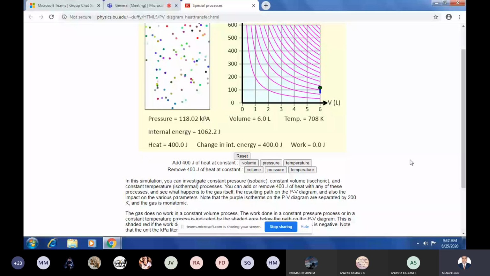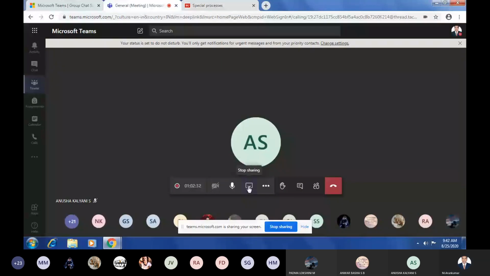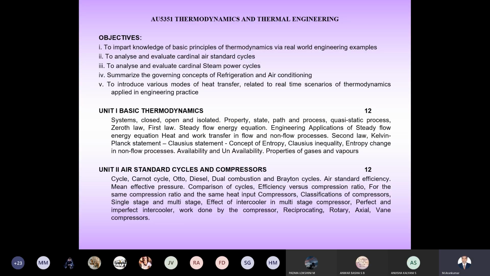For that you have to look at the web page connected to your PowerPoint. This PowerPoint is available. The web page is available in this PowerPoint.